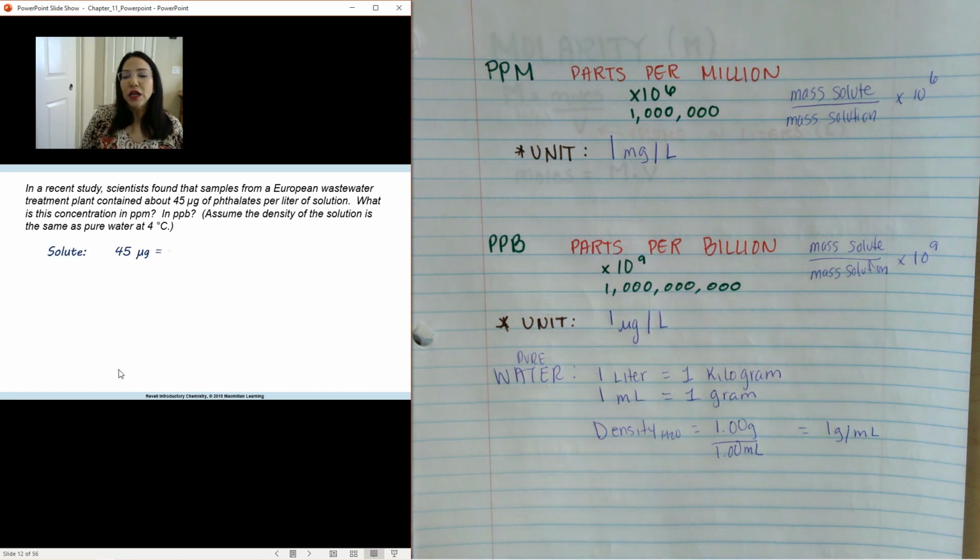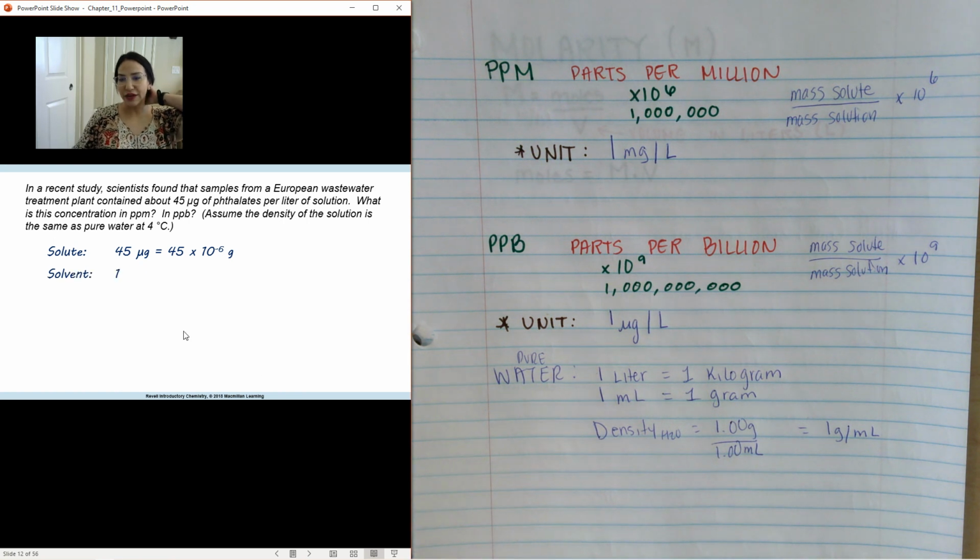All right, so the solute is 45 micrograms. Now, they wrote this in an incorrect way of writing scientific notation. They just basically did it in exponential notation. And the reason they wrote it in the exponent format as 10 to the negative 6 is because it makes the other calculations easy, especially when it comes to parts per million.